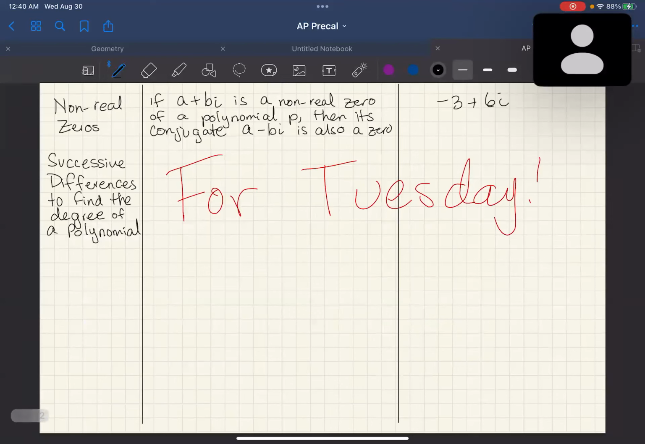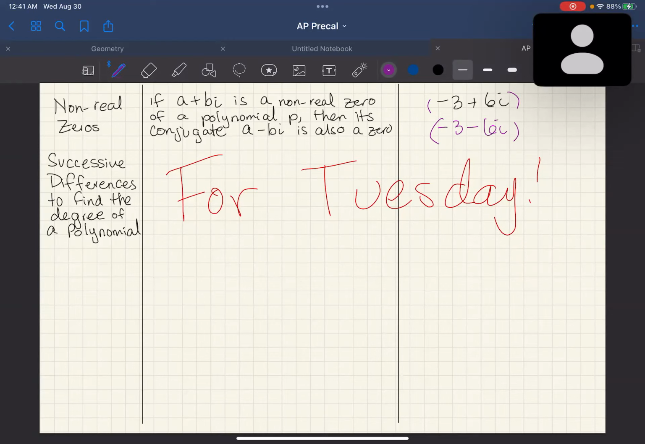Now, non-real zeros. If a plus bi is a non-real zero of polynomial p, then its conjugate, a minus bi, is also a 0. So remember, the conjugate is going to be changing that sign. So I have here an example, which is -3 plus 6i. So what's going to happen is I'm going to write -3 minus 6i. And that is my conjugate. That means that these two are zeros of whatever polynomial I'm talking about, okay?